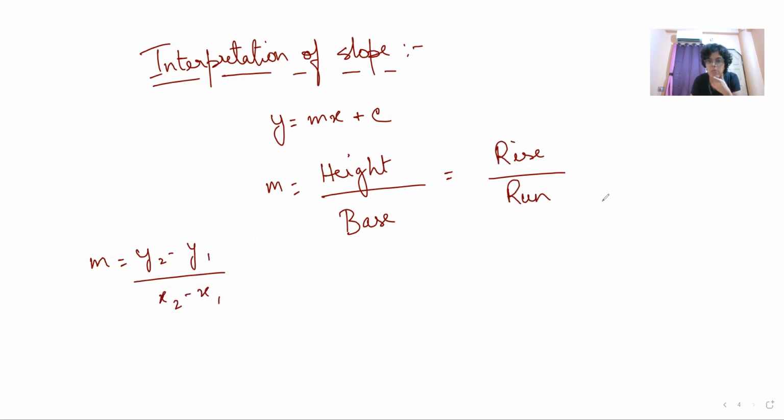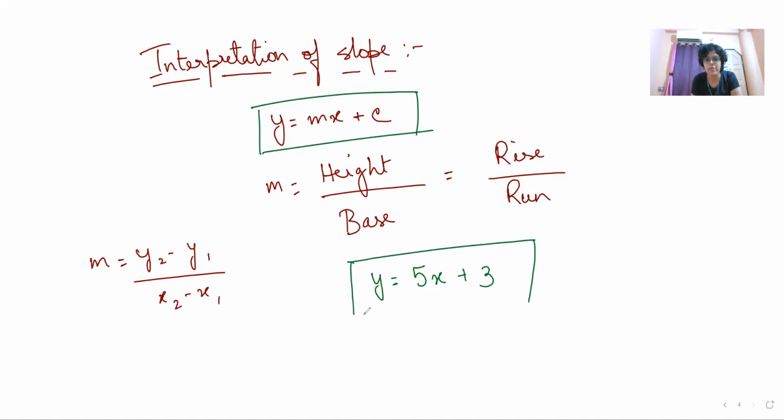Right? Let's say we have an equation of a line that looks like y = 5x + 3. Now from here we know this exactly looks like y = mx + c. So we know m is equal to 5 and c is equal to 3. m is equal to 5. What does that mean? That (y2 - y1) / (x2 - x1) is equal to 5. Or we can write it as 5 over 1, right?